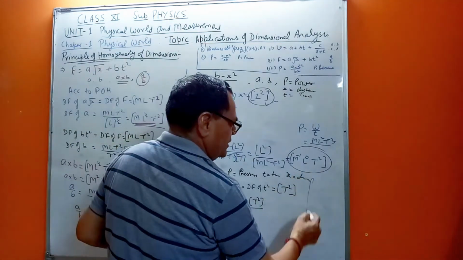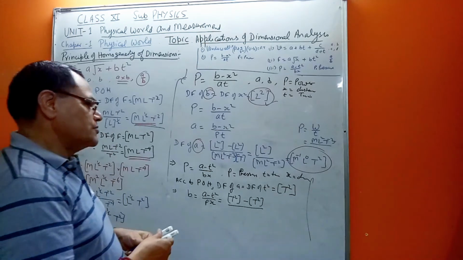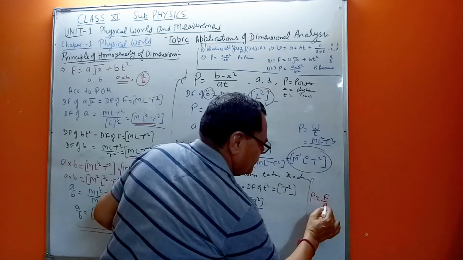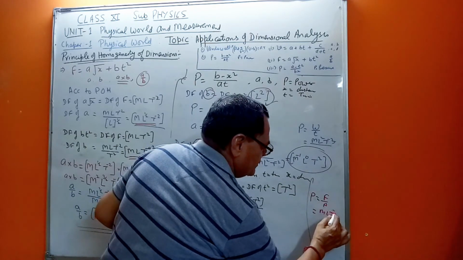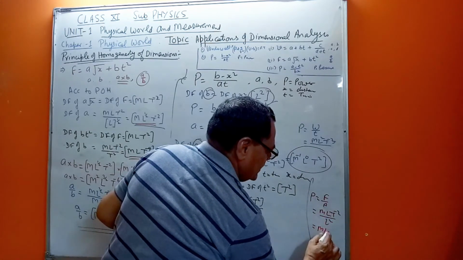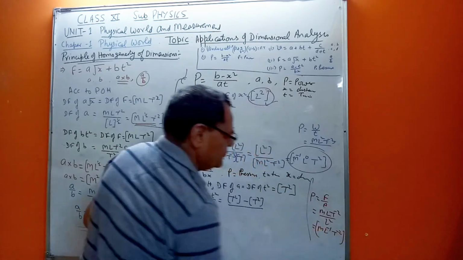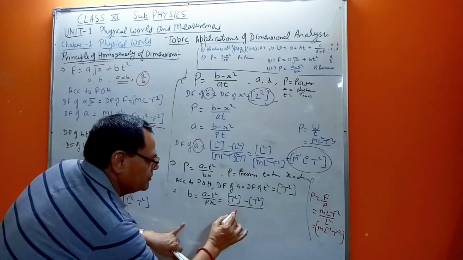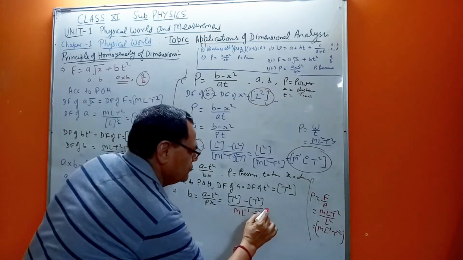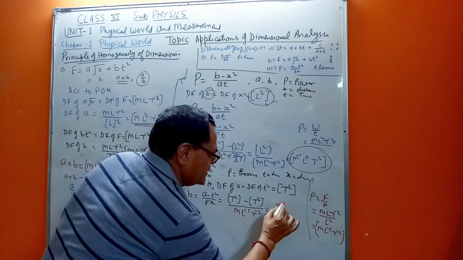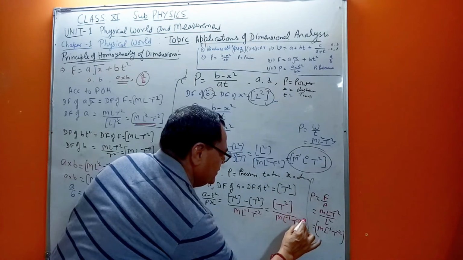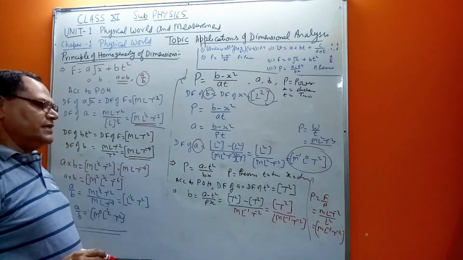As I told you, if you are not remembering the direct formula, you can use the previous terms. Pressure was equal to force upon area, so that is MLT minus 2. Force upon area means L square, so it was ML minus 1 T minus 2. The moment you put it here, that is ML minus 1 and T minus 2, the numerator will remain the same, that is T square, and here it is ML minus 1 T minus 2. Are you understanding?